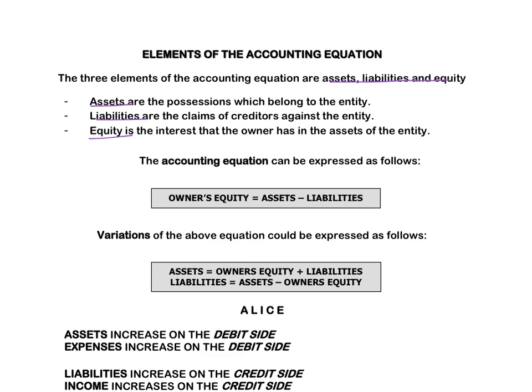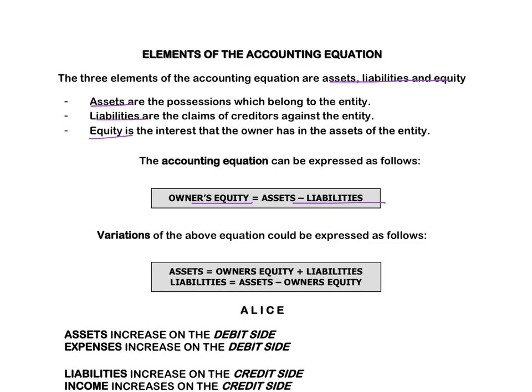We can also say equity is the total amount that the owner invested in the business, and that is the amount that the business owes the owner. The accounting equation can be expressed as owner's equity equals assets minus liabilities. So owner's equity, the business belongs to the owner. What belongs to him? All the assets, and he's responsible for the liabilities. So the value of the assets less the liabilities is what belongs to the owner.